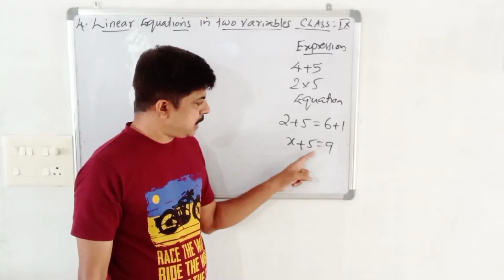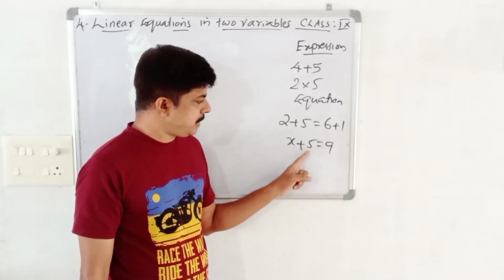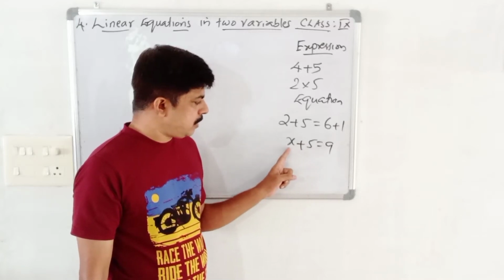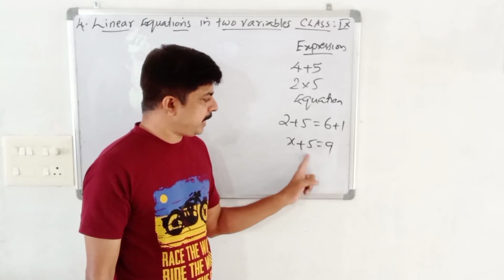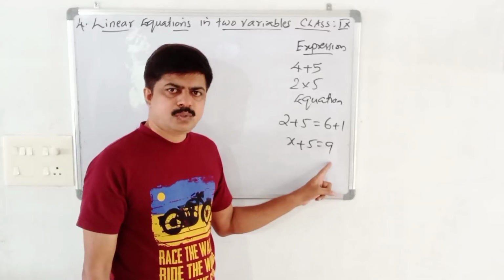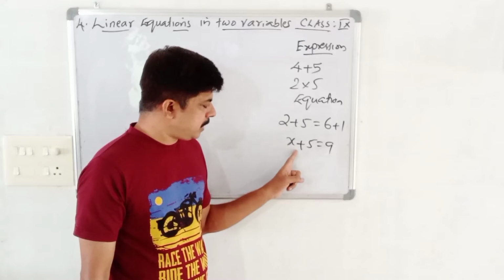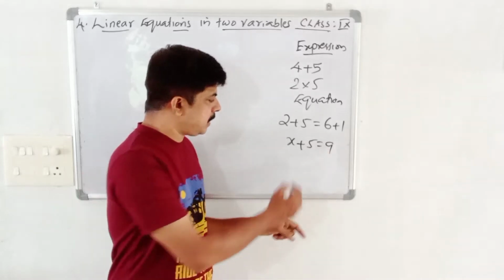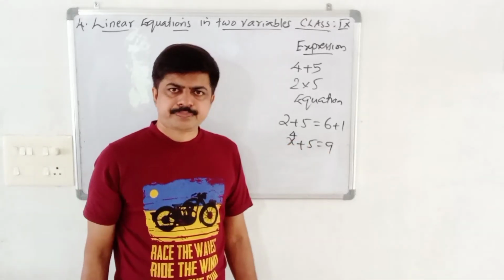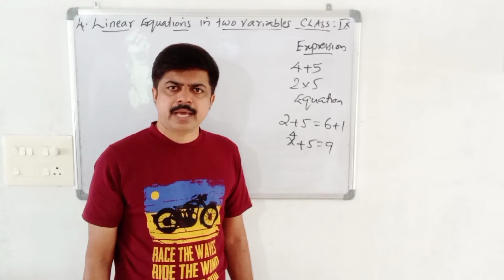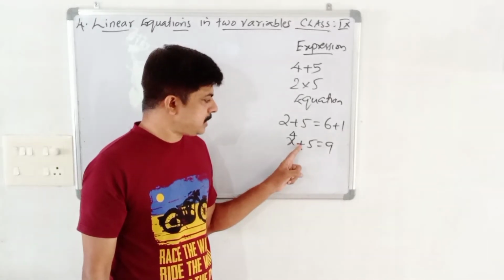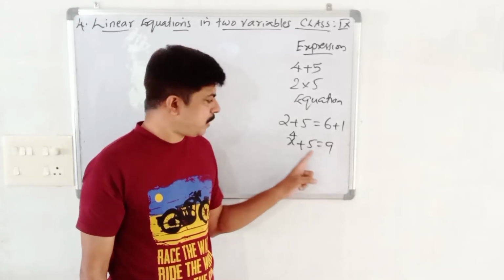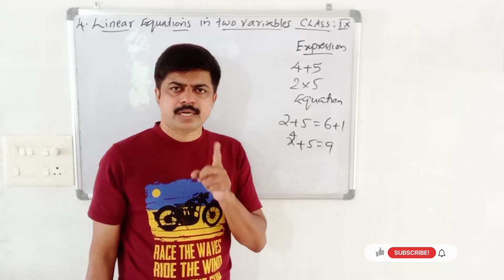How many solutions does a linear equation in one variable have? Solution means assignment of a value to the variable to make the equation true. We know that x plus 5 is equal to 9. Therefore, x will take the value 4. Therefore, a linear equation in one variable has one and only one solution.